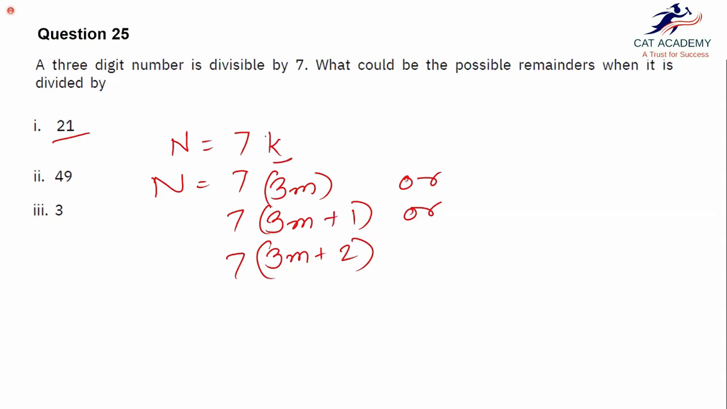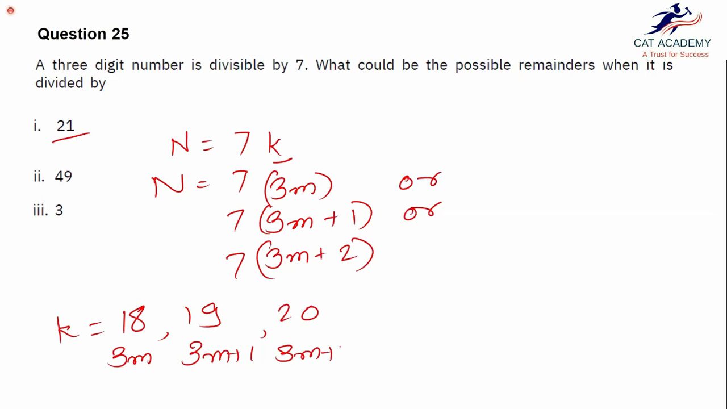See, it's like this. If K is equal to say 18, then this one is 3m. If K is equal to 19, then this is 3m plus 1. If K is equal to 20, then it is 3m plus 2. And if K is equal to 21, then I'll again call it 3m, but I'll change the value of m over here. Here my m was 6, here my m was 7.